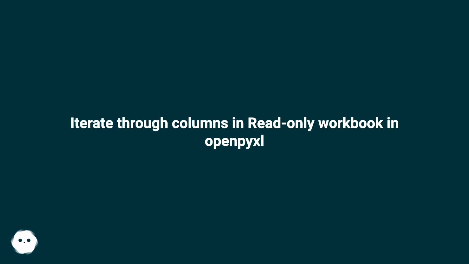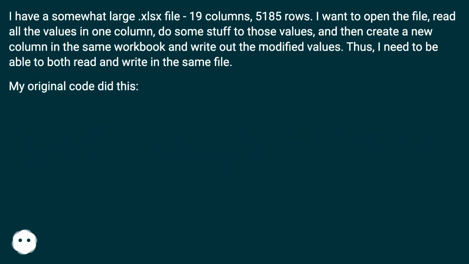Iterate through columns in read-only workbook in Openpyxl. I have a somewhat large .xlsx file, 19 columns, 5,185 rows. I want to open the file, read all the values in one column, do some stuff to those values, and then create a new column in the same workbook and write out the modified values. Thus, I need to be able to both read and write in the same file.